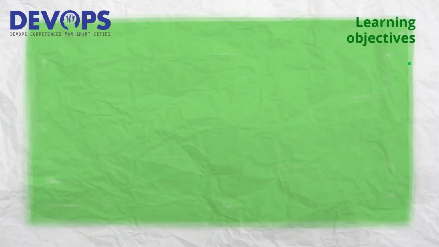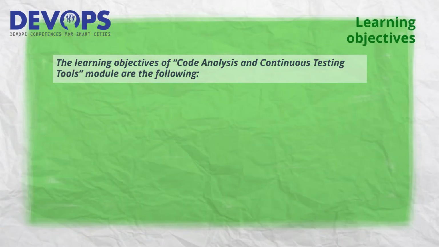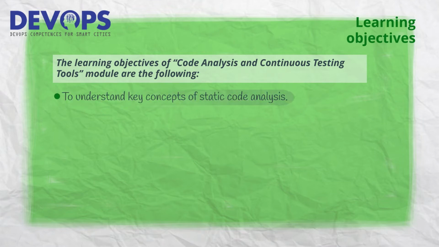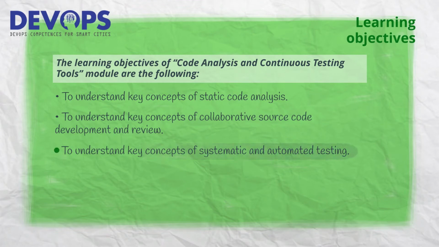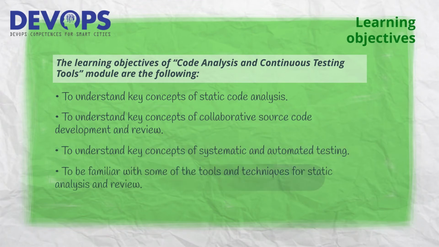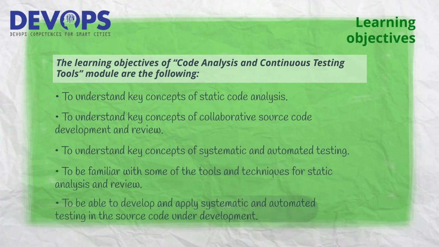Learning objectives. The learning objectives of the code analysis and continuous testing tools module are the following. To understand key concepts of static code analysis. To understand key concepts of collaborative source code development and review. To understand key concepts of systematic and automated testing. To be familiar with some of the tools and techniques for static analysis and review. To be able to develop and apply systematic and automated testing in the source code under development.